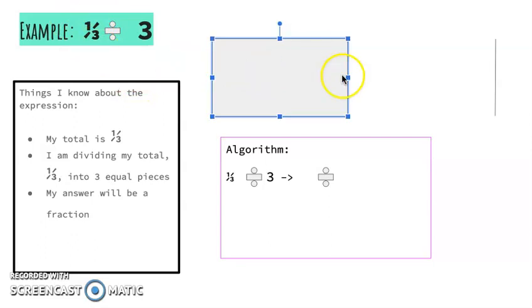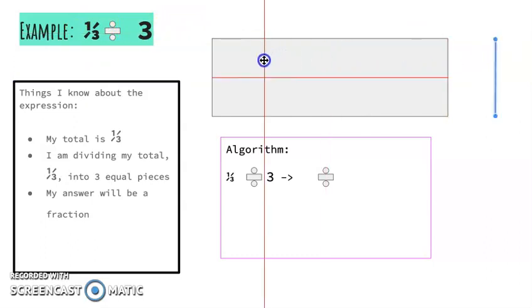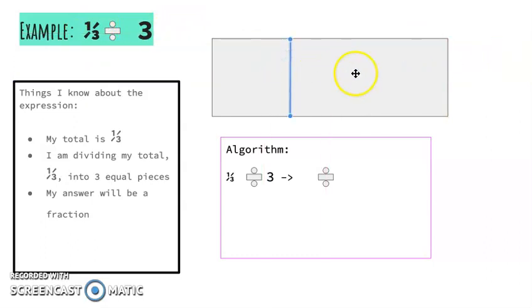I'm going to start first with my model. So this rectangle, I'm going to divide into 3 equal pieces. Because since my total is 1/3, my denominator is 3. So that means that I need to divide this into 3 equal parts. Okay? So here I have 1/3, 2/3, and all together I have 3/3, or 1 whole.